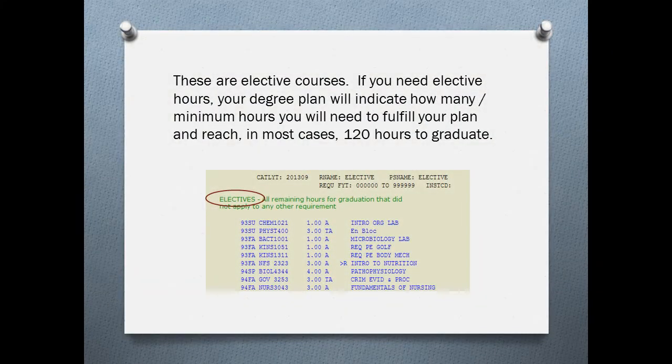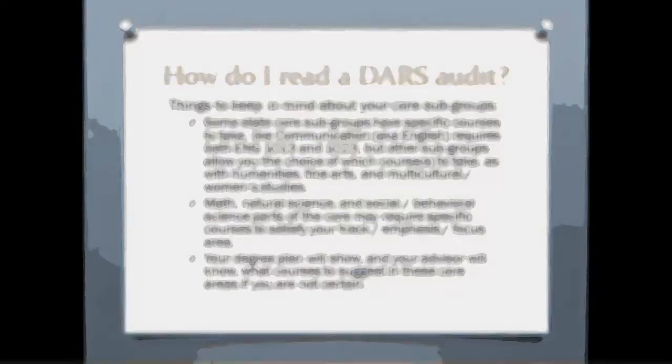These are elective courses. If you need elective hours, your degree plan will indicate how many, or the minimum hours, you will need to fulfill your plan and reach, in most cases, 120 hours to graduate.